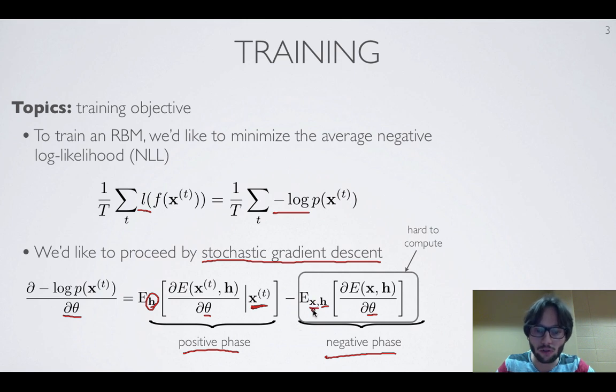But now if you have to do a sum over both x and h, this becomes intractable. And so we'll have to approximate that term somehow in order to perform stochastic gradient descent efficiently.